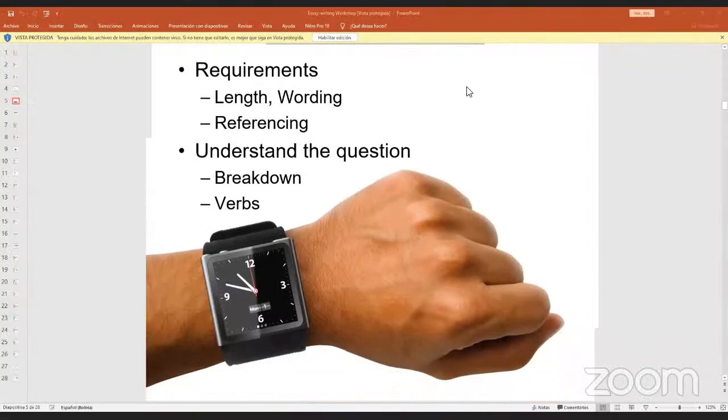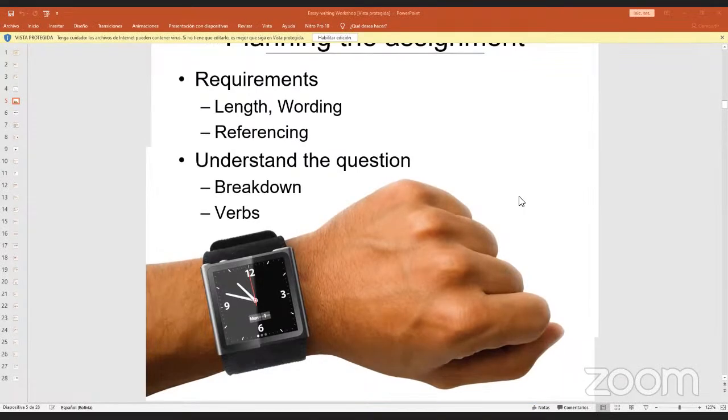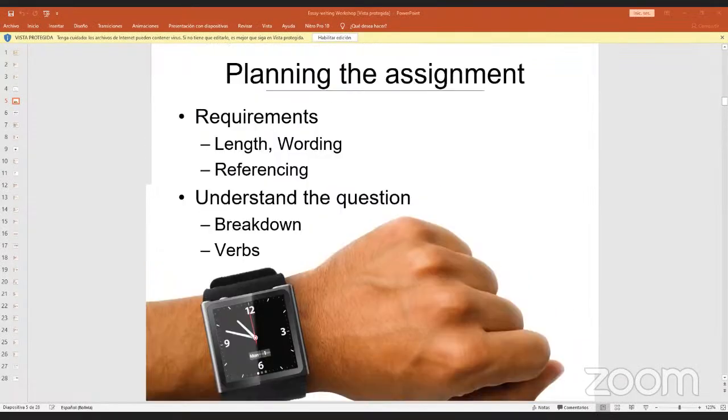Okay, so something that is important to know is we have to plan the assignment, right? What do I mean with this?